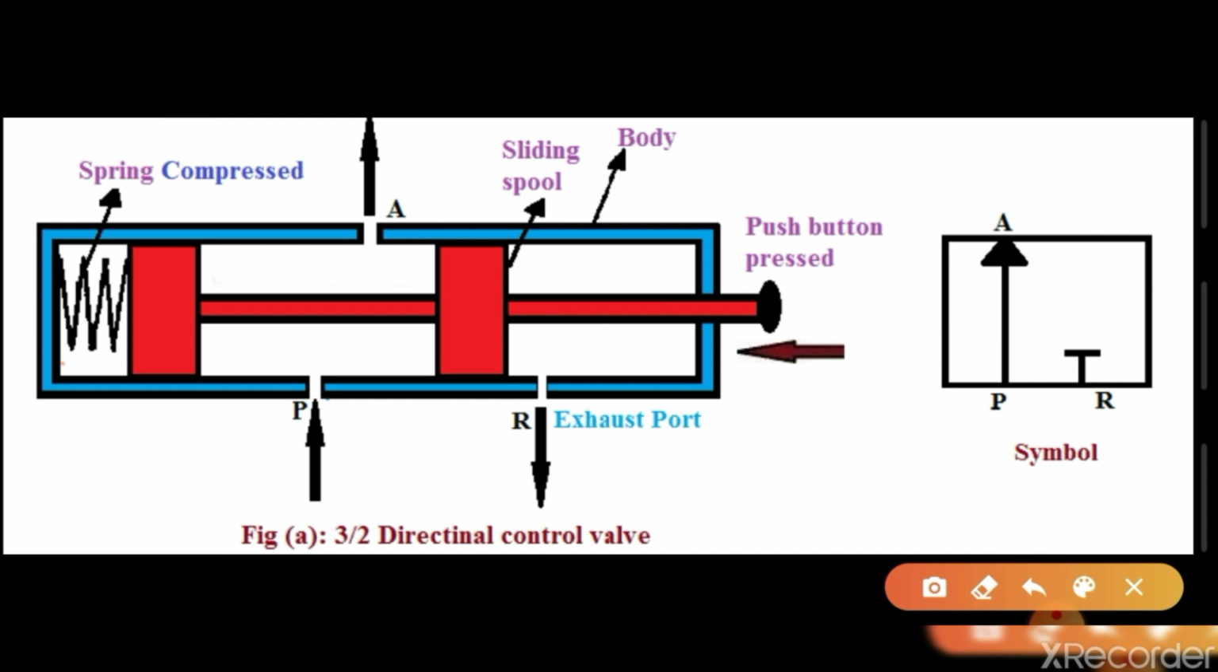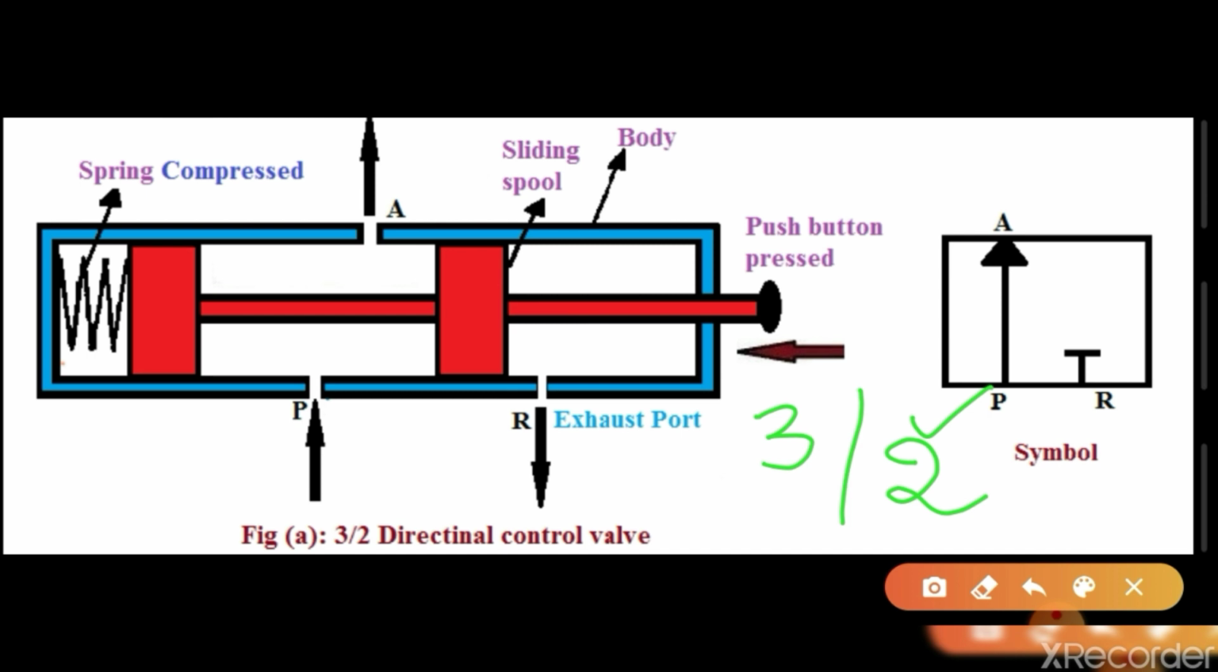First, we should understand what we mean by 3 by 2. Okay, 3 means simply 3 ports or 3 ways. As you can see from this figure, port P, port A and port R. Now we will discuss what we mean by 2. 2 means simply 2 positions.